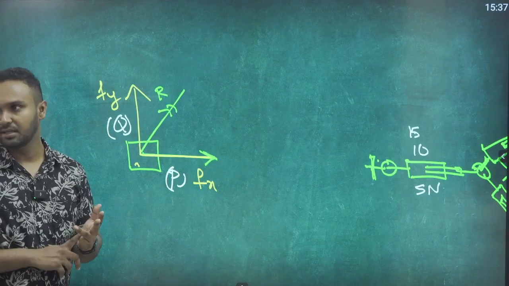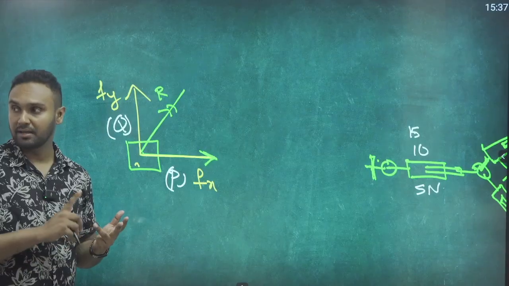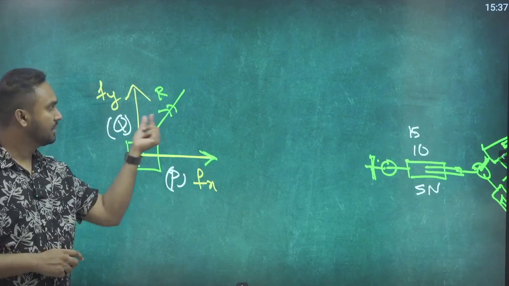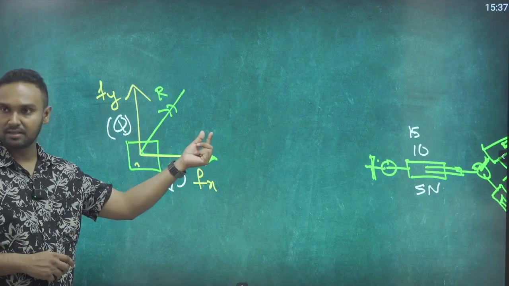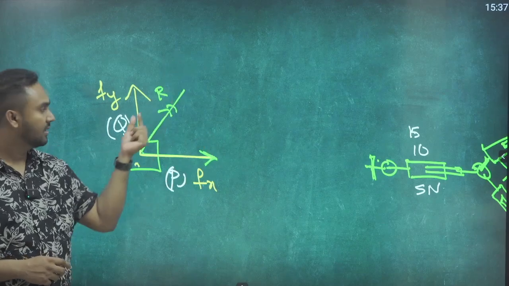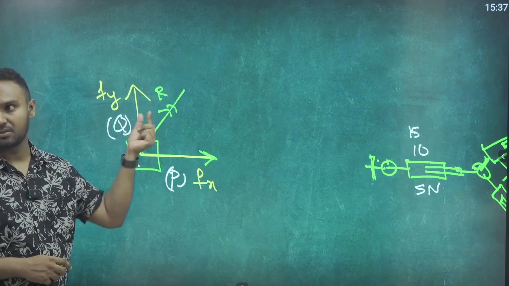Direction can't be changed. The other one is magnitude. Magnitude also can't be changed. If I lift this and place it here, does the direction change? No, it's still upwards. Does the size change? The magnitude? No, it's the same size.